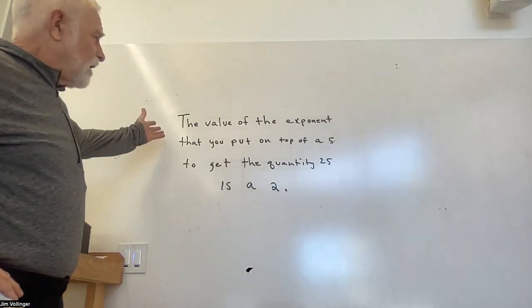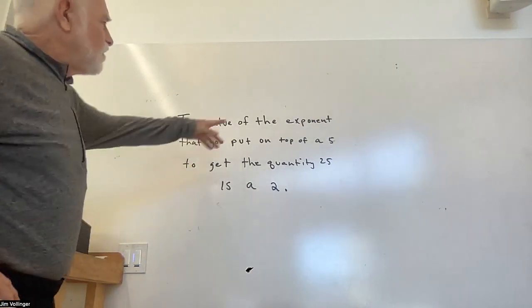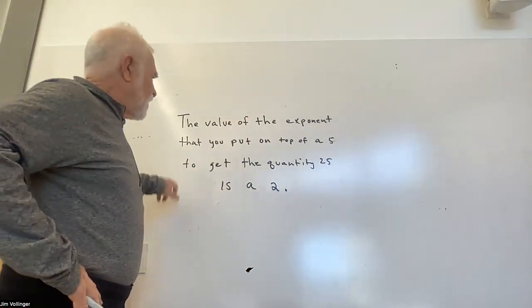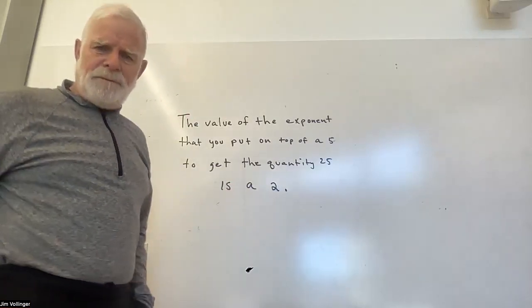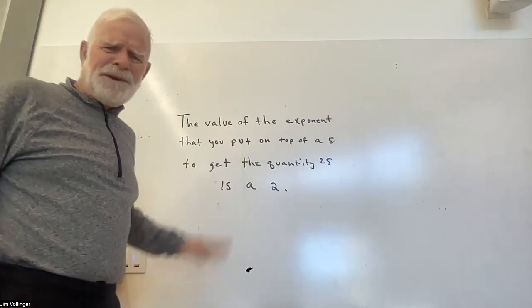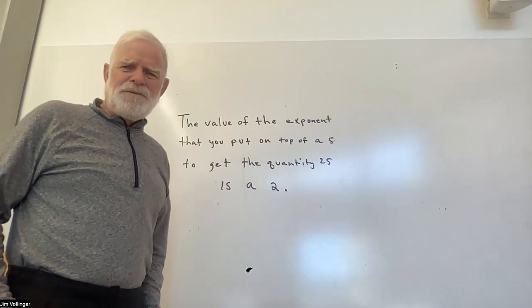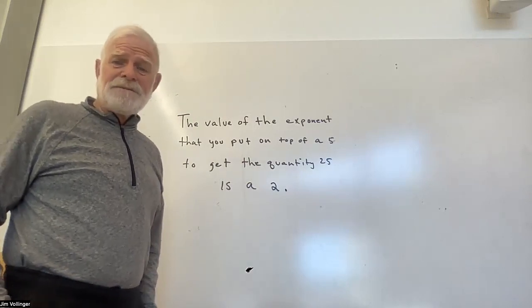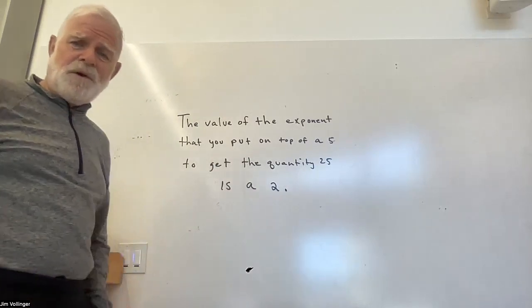All right, so I just wrote out a little sentence here, a little written language. The value of the exponent that you put on top of a 5 to get the quantity 25 is a 2. And if we do our math that way, it's kind of cumbersome. It took me a long time to write that. And sure would be nice if we could perhaps change that into a symbolic language. So go ahead, have at it. Pause the video, tell me what I wrote.